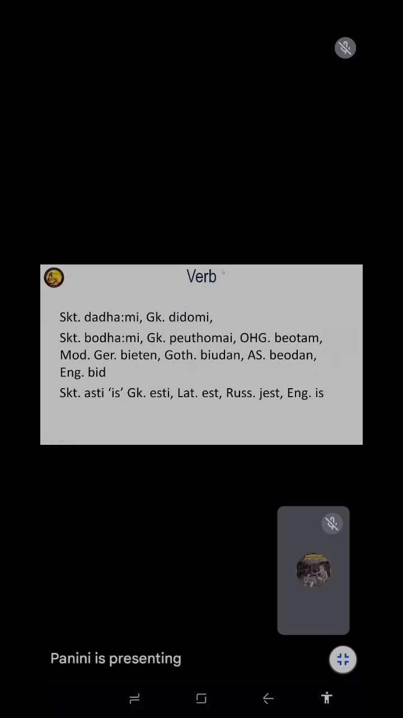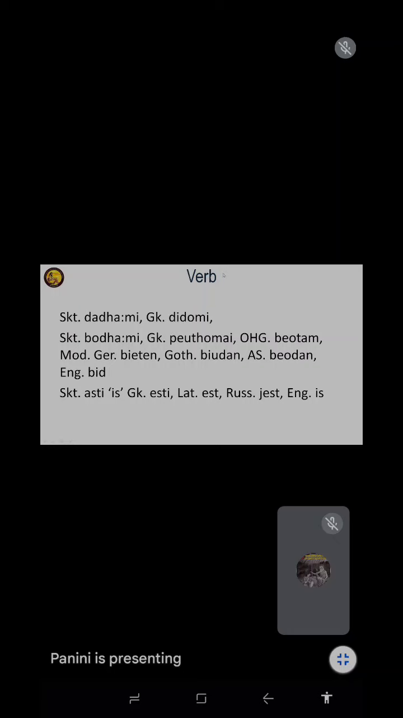Next. So then comes the verb. So verbal roots are supposed to be the origin of, the root is always the origin of a particular thing. So the verbal root, which was used by Bopp as the basis of comparison between Sanskrit, now the examples given are Sanskrit dadhami, Greek tithemi, Sanskrit bodhami, Greek peuthomai, Old High German biotan, Modern German bieten, Gothic budan, Anglo-Saxon beodan, English bid.